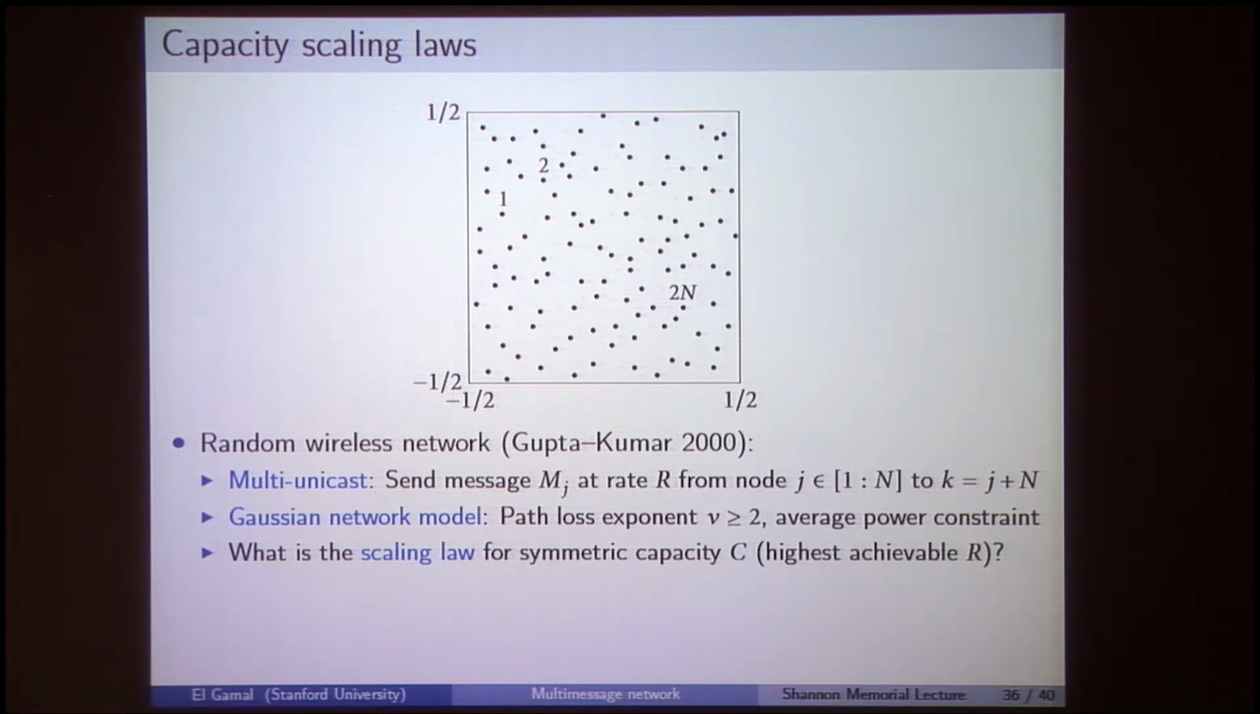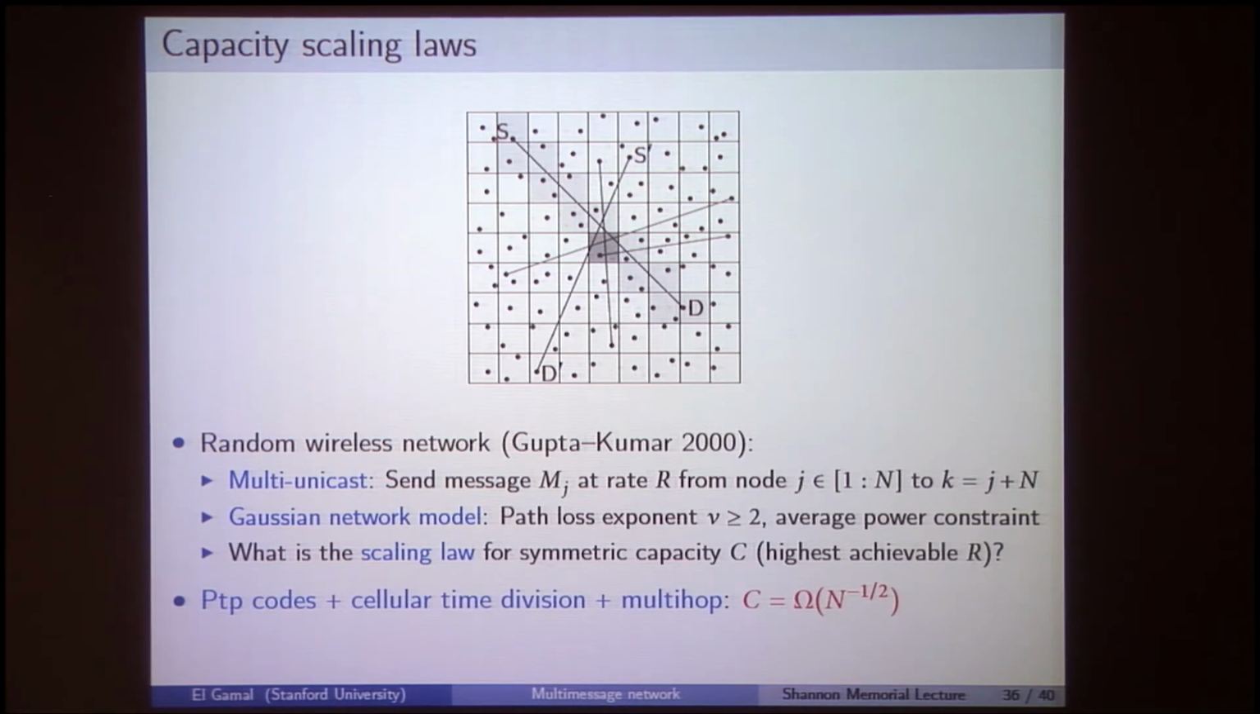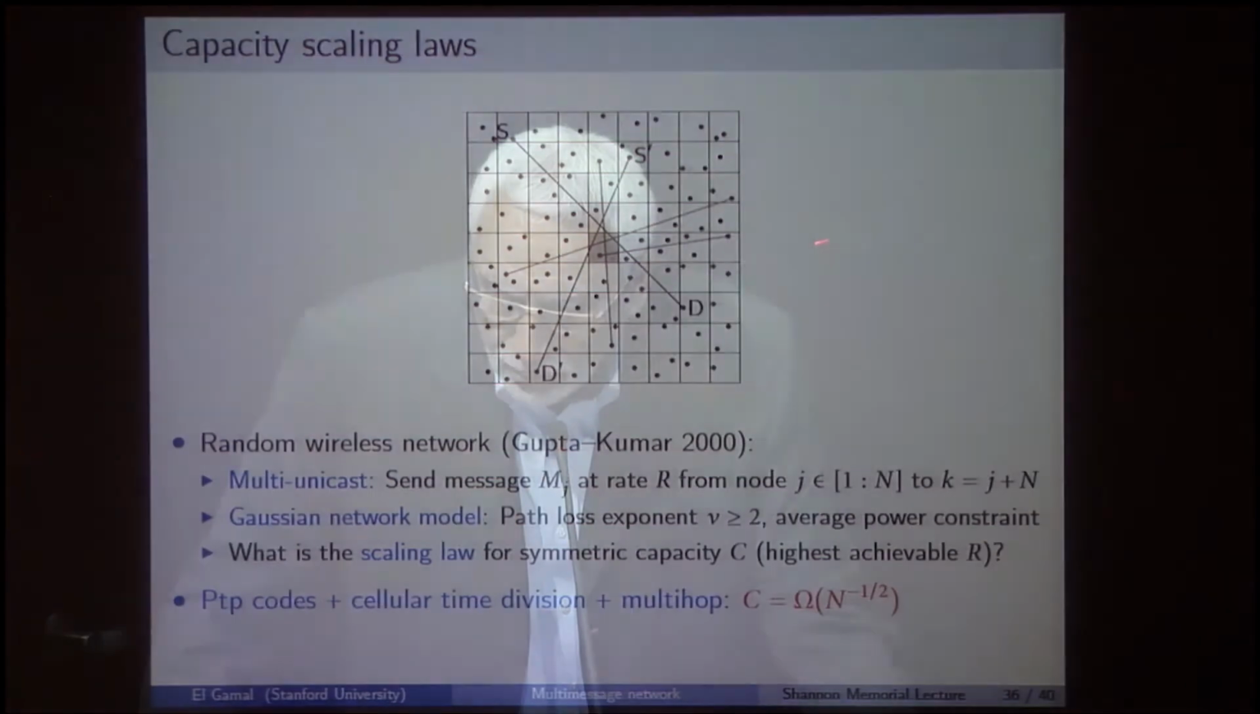We don't know obviously what the optimum symmetric rate is. We have no idea what that is. But we can ask the question, what's the scaling law for this rate? We can show that point-to-point codes plus cellular time division plus multi-hop achieve basically a lower bound of order 1 over square root of n.